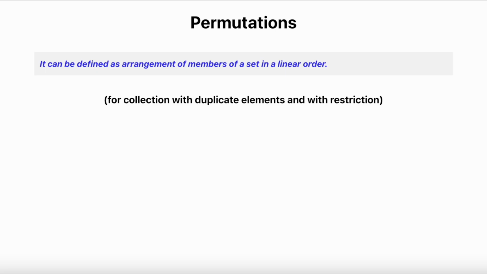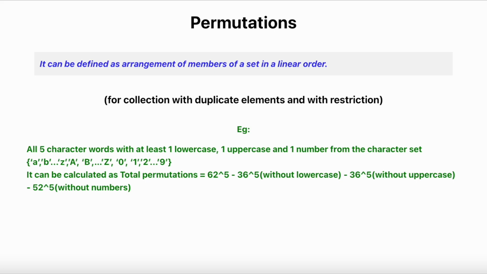Another type is with restriction. As already stated, for finding the permutation with restriction, we just have to include the arrangements that satisfy the restriction. For example, to count all 5 character words with at least one lowercase, one uppercase, and one number from the character set which contains all lowercase, all uppercase, all numbers. First, we calculate the number of words that can be formed without lowercase characters, number of words that can be formed without uppercase characters, and number of words that can be formed without numbers. Finally, we subtract all these numbers from the total number of words that can be formed with this character set.